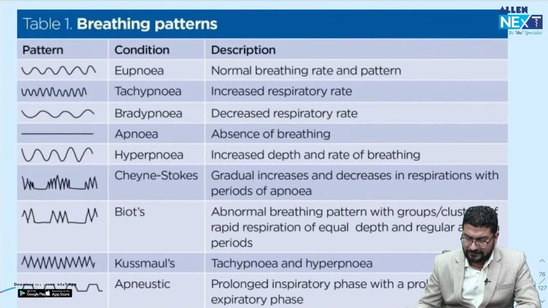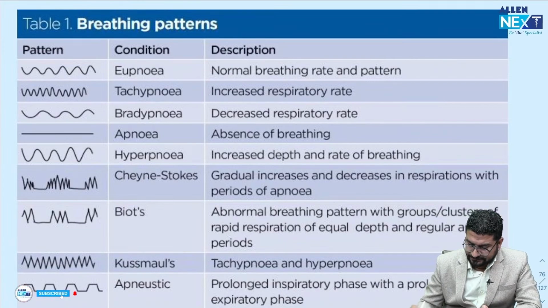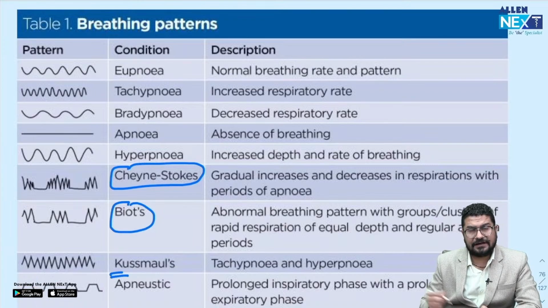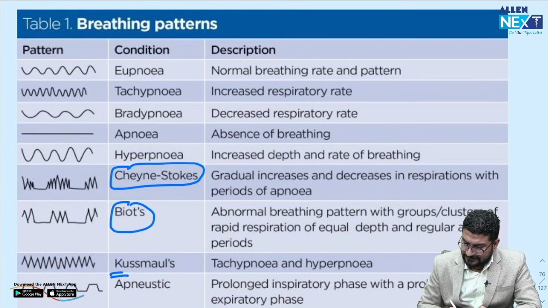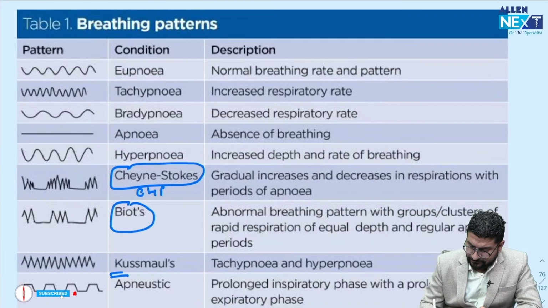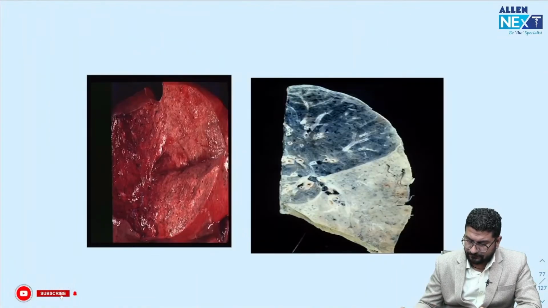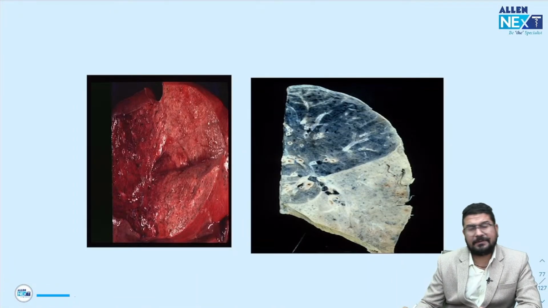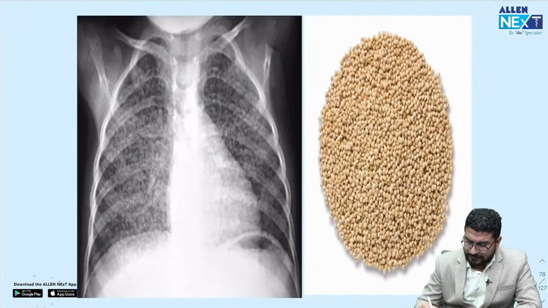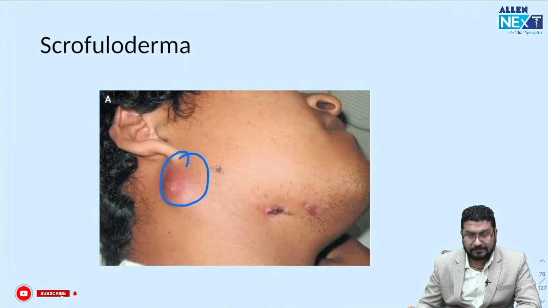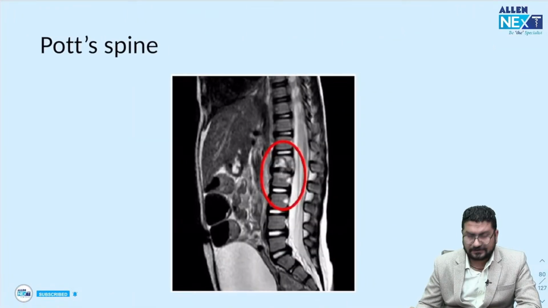Moving on, as we have discussed, they can ask you about breathing patterns, especially Cheyne-Stokes breathing and Biot's breathing. Kussmaul we see in DKA patients. Cheyne-Stokes, you can see in a patient of CHF, and sometimes in a patient of brain stroke. Biot's is something that we can see in opioid poisoning and even in CNS disease. These are red hepatization and gray hepatization in a patient of pneumonia. This is what we call miliary TB, millet-like granules. Scrofuloderma, TB of lymph nodes, Pott's spine.